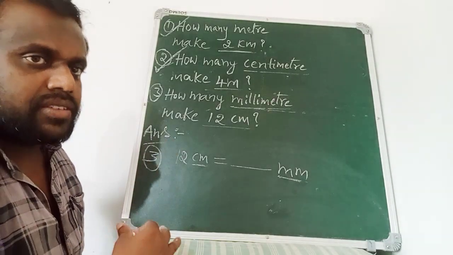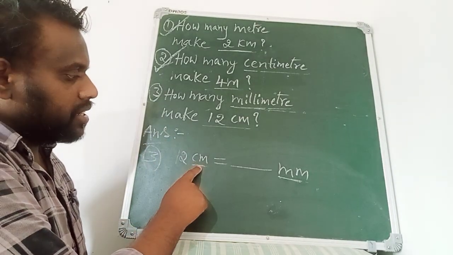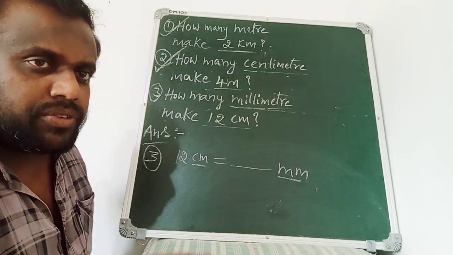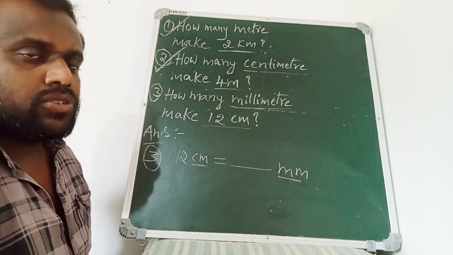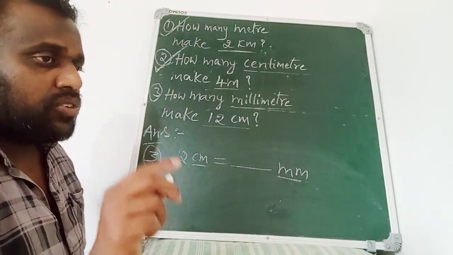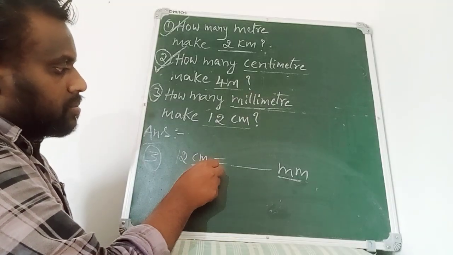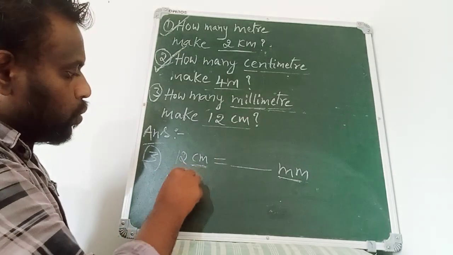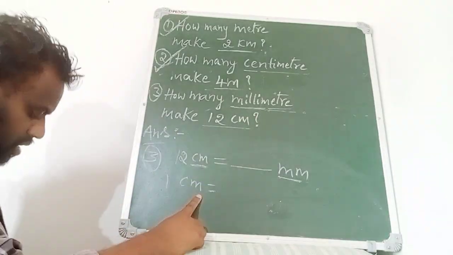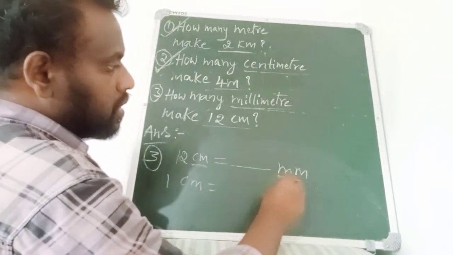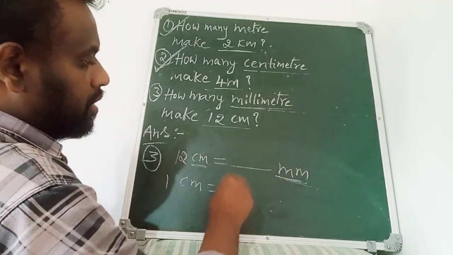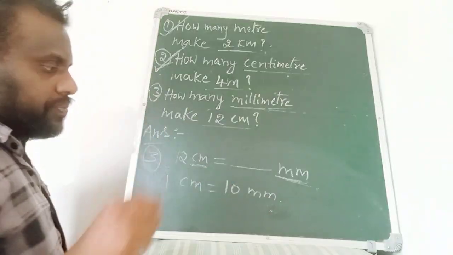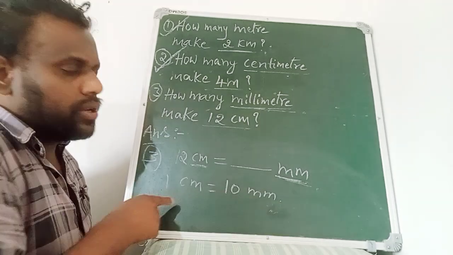I already said in the previous cases, we are converting a greater unit to a smaller unit. To convert a greater unit to a smaller unit, we should multiply by something. So how to find that something? For that, take this greater unit, centimeter. You have to write 1 centimeter is equal to how many millimeter? It is 10 mm.